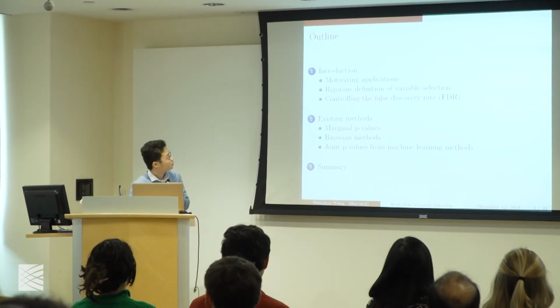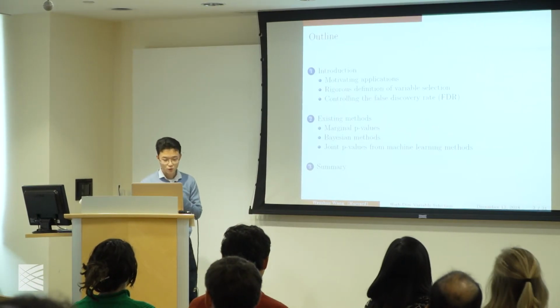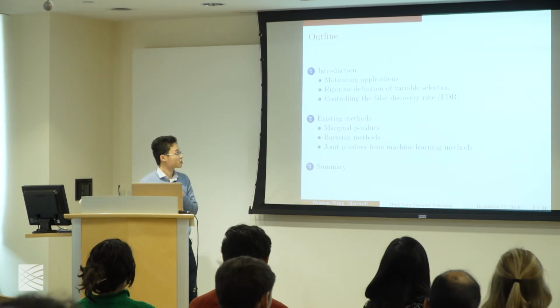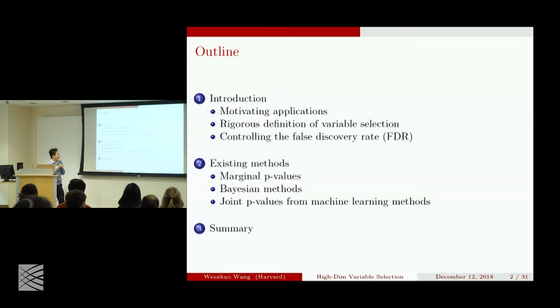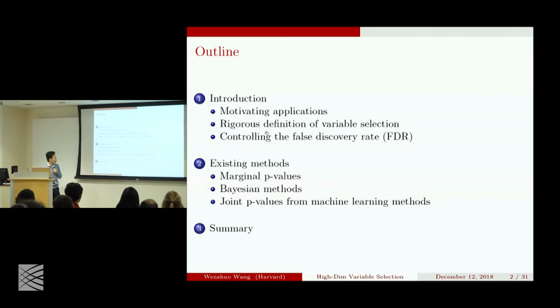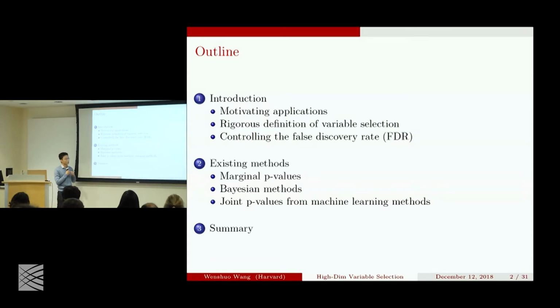So today's talk, we first introduce why we care about variable selection. So basically start with some motivating applications. And then we define a statistical question, which is how do we do variable selection in a statistical framework, and how do we make guarantees on the results that we have. And then we're going to review some existing methods and talk about their pros and cons.